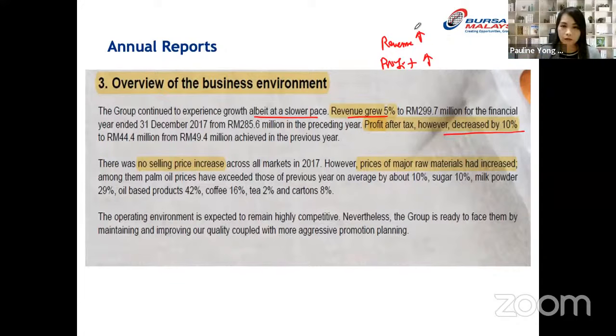But however, if your revenue is increased but your profit is decreasing, that means something is wrong. Because after all, for the revenue, you have to minus your cost. So is it that your cost is out of control? So let's see. We said that there is no increase in the selling price, but however, the price of the raw materials had increased. You see, the palm oil prices have increased, and then the sugar, milk, and all this all increased. So therefore, they have a lower profit. So that is looking at it line by line.